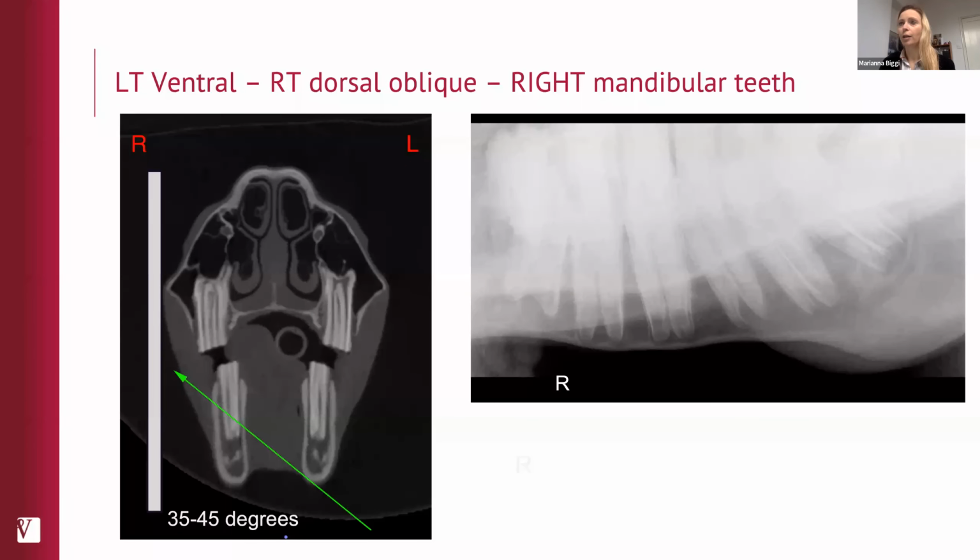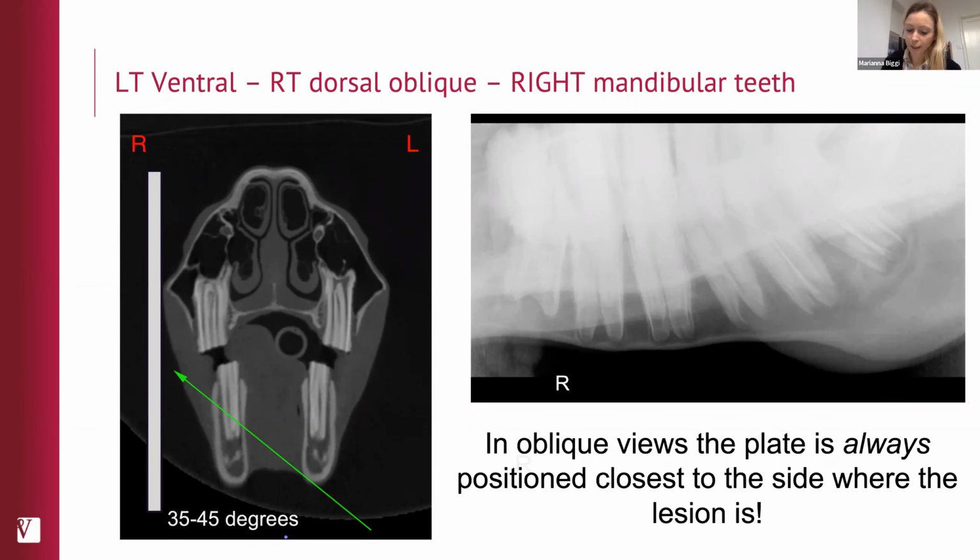If you want to evaluate the mandible, then the projection is going to be from ventral to dorsal. So in this case, we want to evaluate the right mandible, and therefore we do a left ventral to right dorsal oblique view, and the marker R goes on the ventral aspect of the head to highlight the fact that we are looking at the right side of the mandibular cheek teeth. The angle in this case is 35 to 45 degrees, and that depends a little bit on the length of the teeth. I think I normally do 45 degrees.